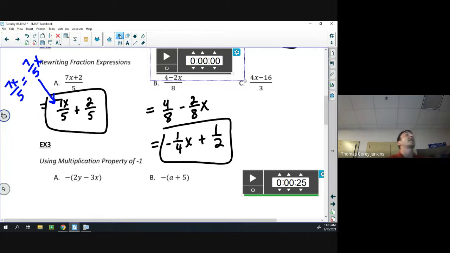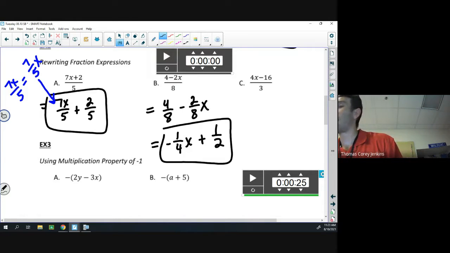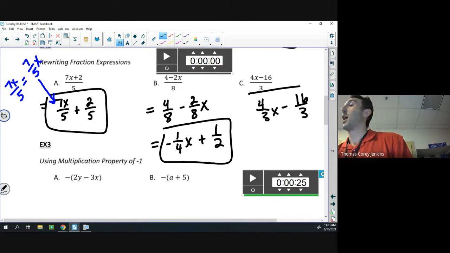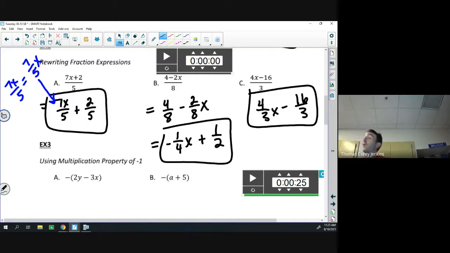All right, can I get a volunteer to answer that one? Just two, what are my two fractions here? No reducing or anything else, so yes. Very good. 4/3 x minus, what was it, 16? Just 16? 16 over 3, there you go, 16 over 3, very good. You could have also said, and this is correct too, 4x over 3 minus 16/3. So either one should work.